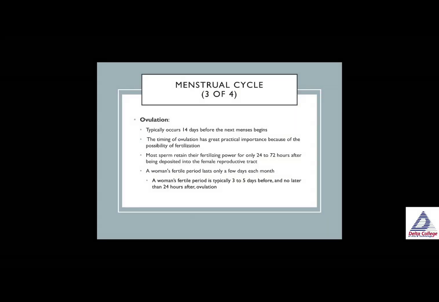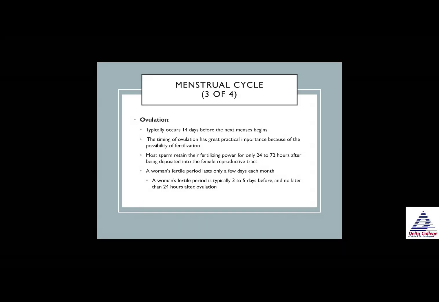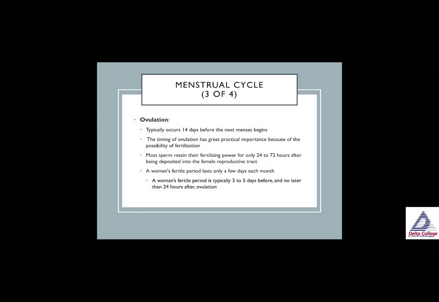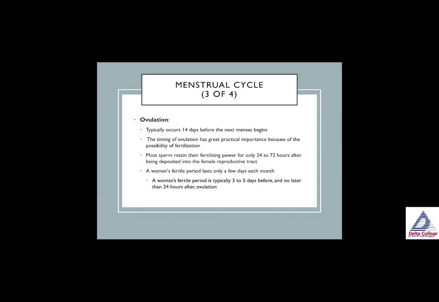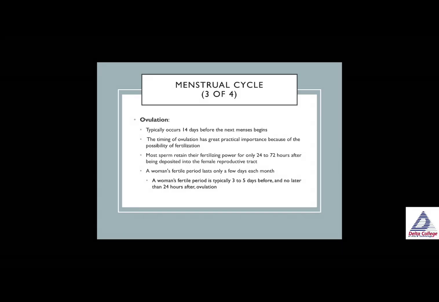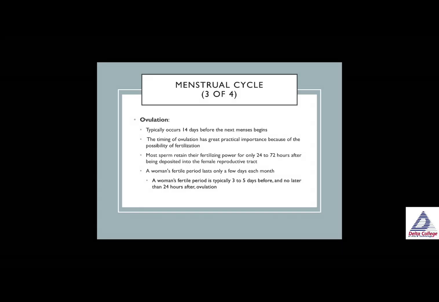So ovulation typically occurs 14 days before the next menses begins. The timing of ovulation has great practical importance because of the possibility of fertilization. Most sperm retain their fertilizing power for only 24 to 72 hours after being deposited into the female reproductive tract. A woman's fertile period lasts only a few days each month. A woman's fertile period is typically 3 to 5 days before and no later than 24 hours after ovulation has occurred.